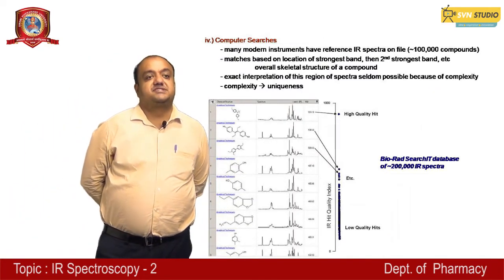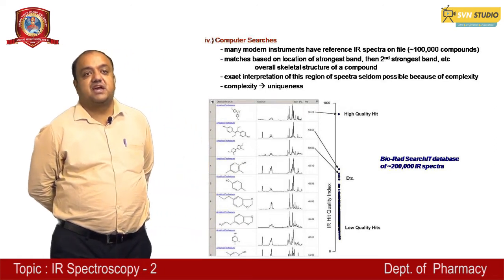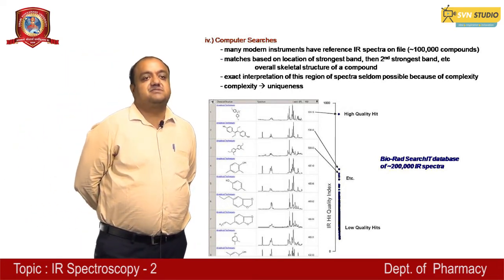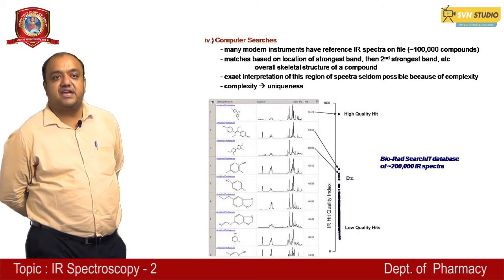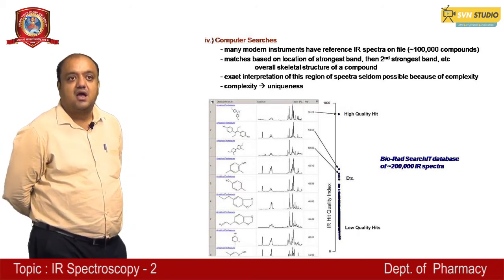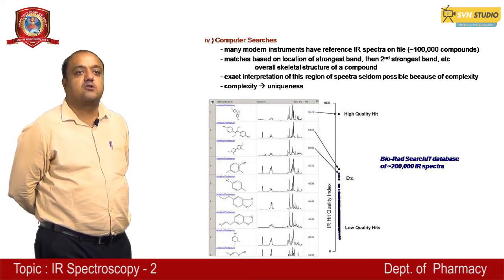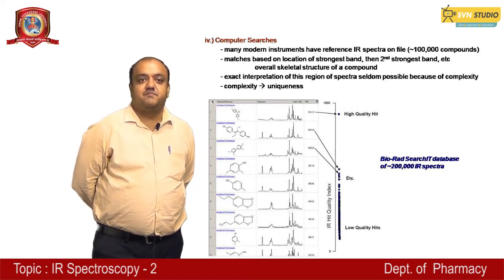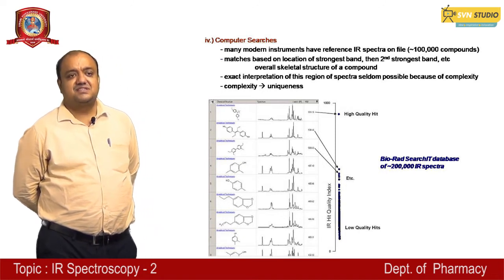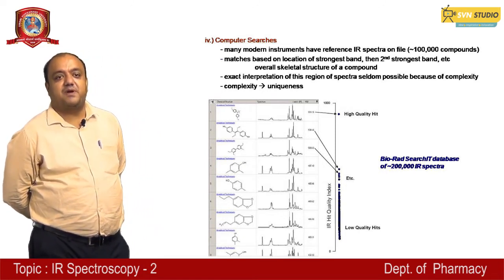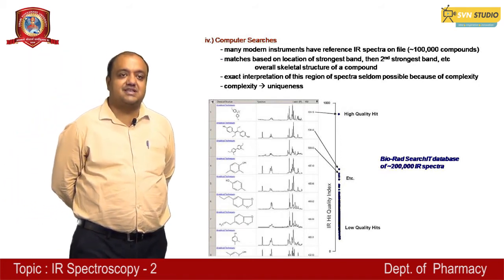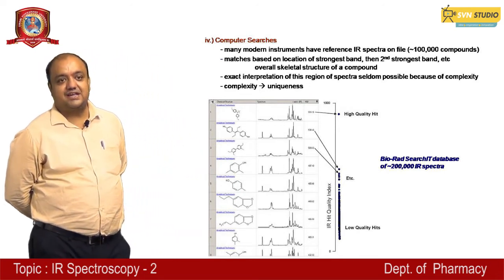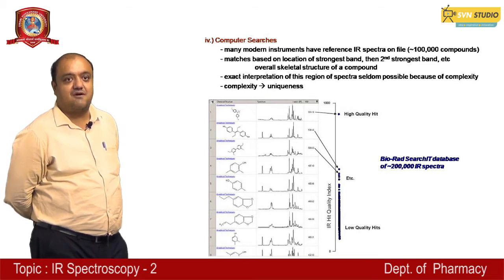Fourth, computer searches. Many modern instruments have reference IR spectra on file, and they match unknown compounds based on the location of the strongest band, then the second strongest band, etc. Overall skeletal structure of the compound, exact interpretation of this region of the spectra is seldom possible because of complexity, and this shows the uniqueness of the spectra, where the upper side shows a high quality hit, and the lower side shows low quality hits of spectra.